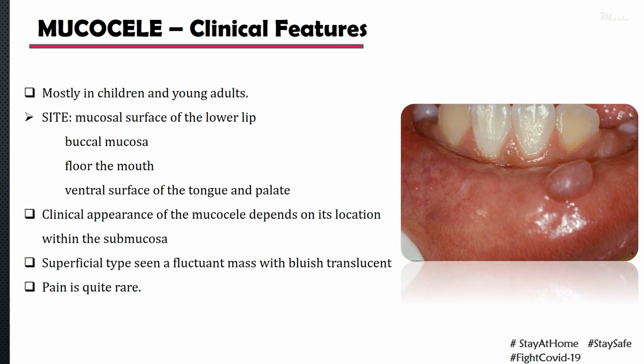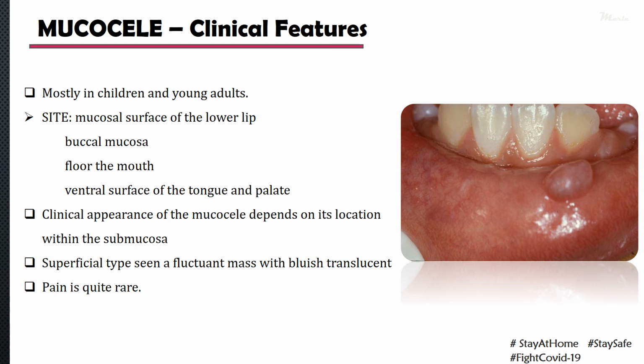Extravasation type of mucocele occurs most commonly in the lower lip because these are areas most susceptible to trauma. Other than that, mucoceles can also occur in the buccal mucosa, floor of the mouth, ventral surface of the tongue and palate. It should be remembered that retention cysts are more common in the floor of the mouth.